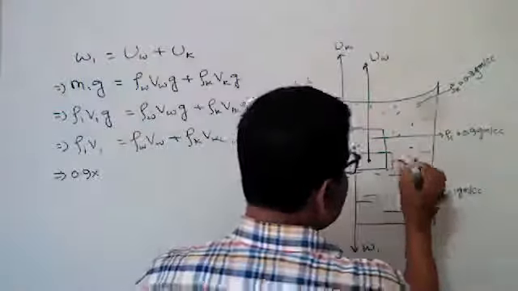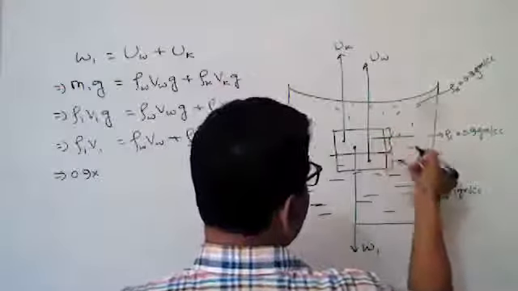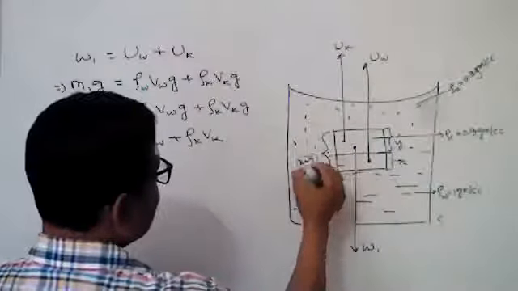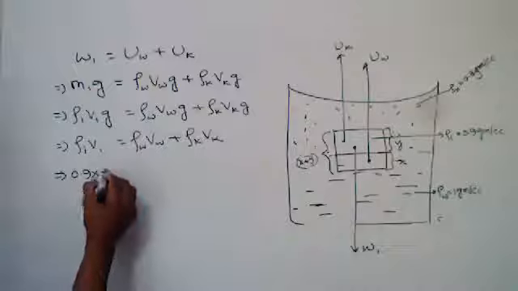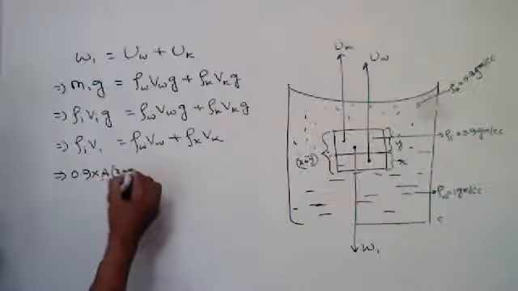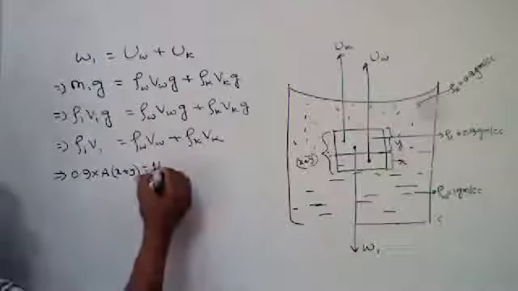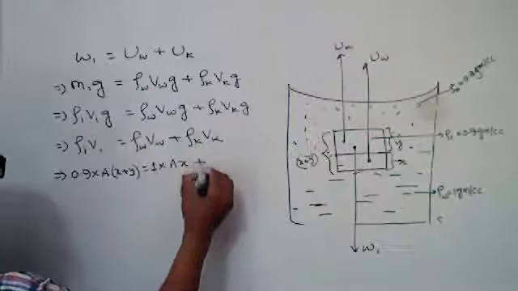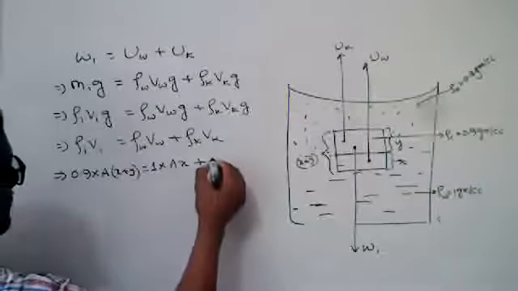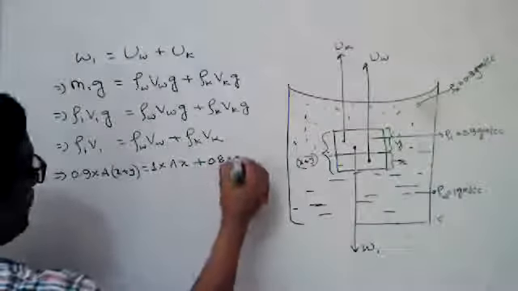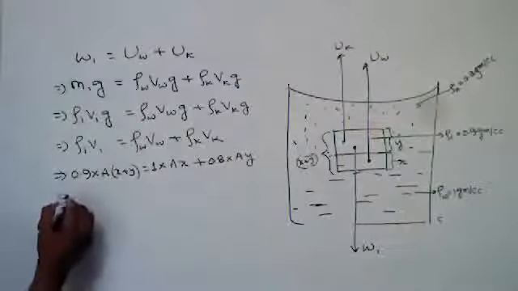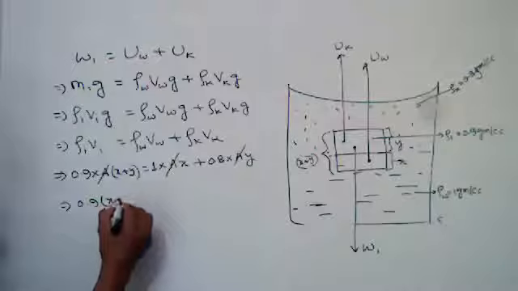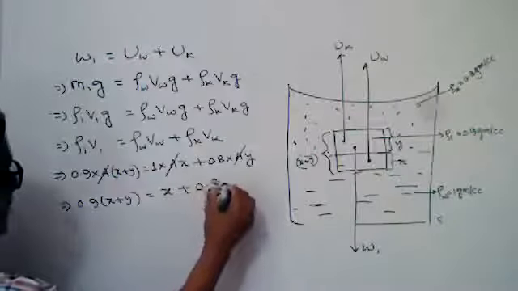Suppose the submerged part in the water is X and the submerged part in the kerosene is Y. So the total is X plus Y. Suppose the cross-sectional area of the ice is A and the height is X plus Y. Density of ice is 0.9, rho W is 1, and the volume in water is A into X, plus density of the kerosene 0.8 and volume A into Y. So we can write 0.9 (X plus Y) equals X plus 0.8 Y.